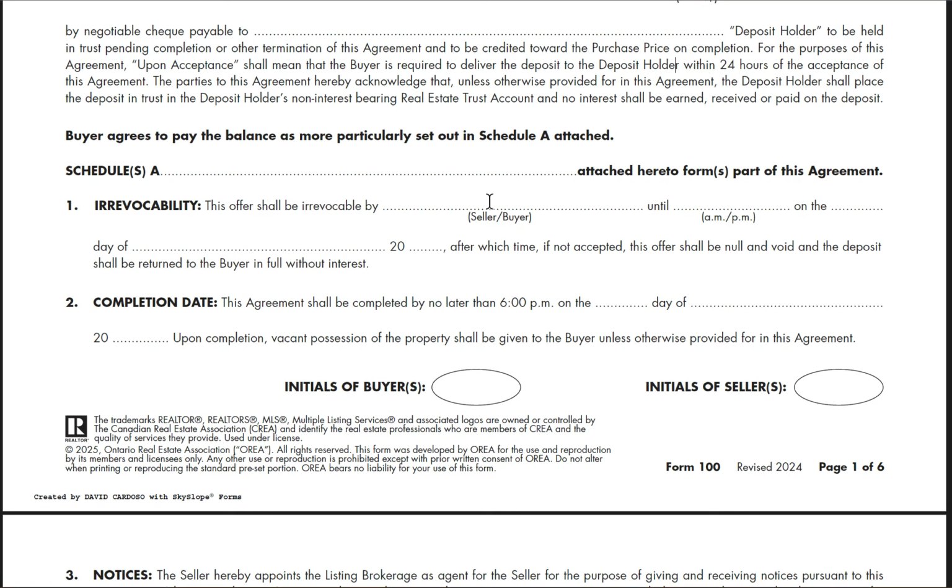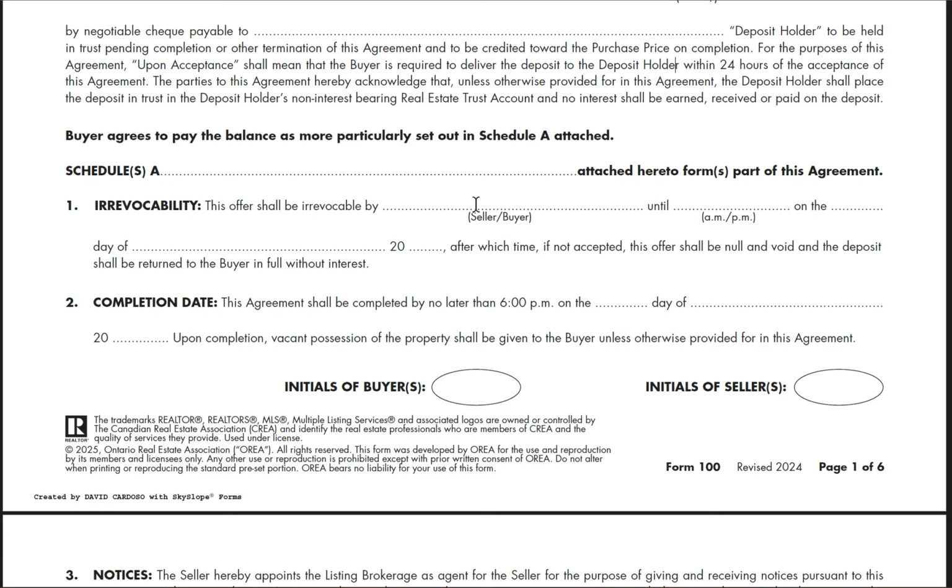So basically it's saying the irrevocable can be used on both the seller and the buyer. It's just basically saying, hey, you have 24 hours, 10 hours to review this. My offer stands until then, and if it doesn't get done within that time, then the deal is null and void.